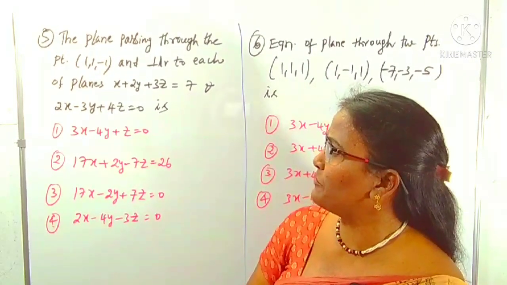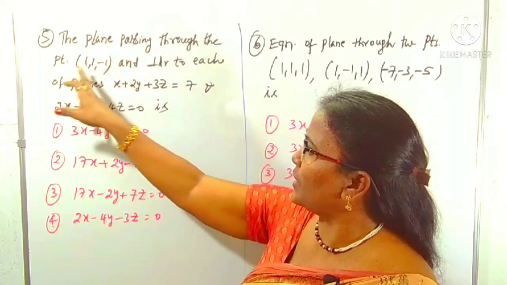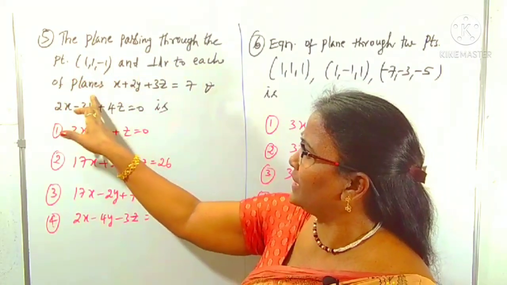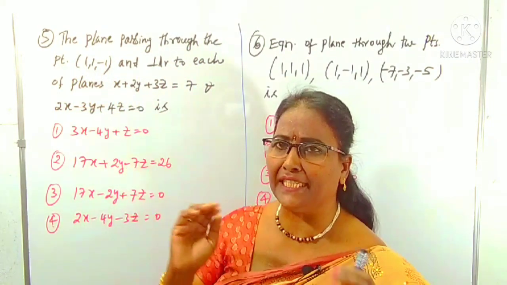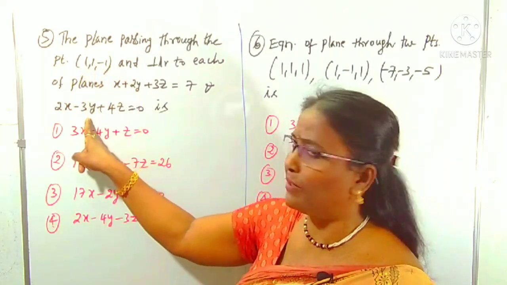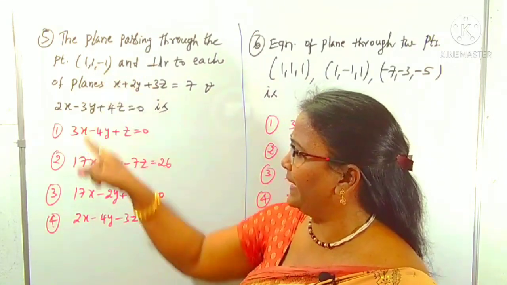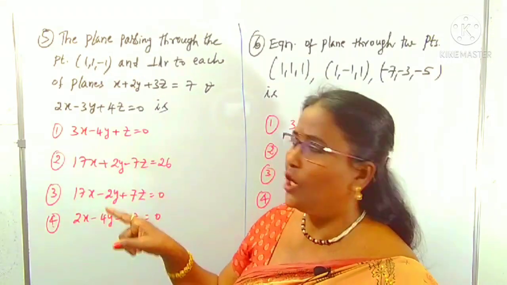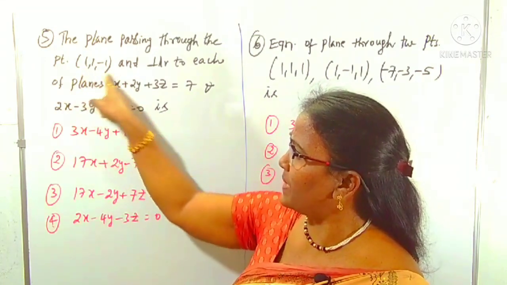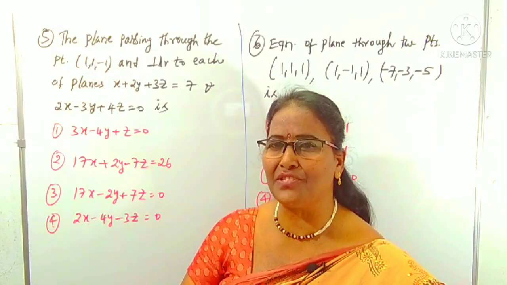Look at question number 5. What is it asking? The plane passing through the point and perpendicular to each of the two planes. We need the one plane which is passing through the point and perpendicular to both planes. For this one, we just have to concentrate. We want the plane equation that is there in the options. What is given first? The plane is passing through this point. Just use the options verification.